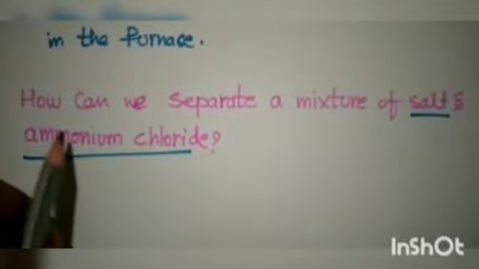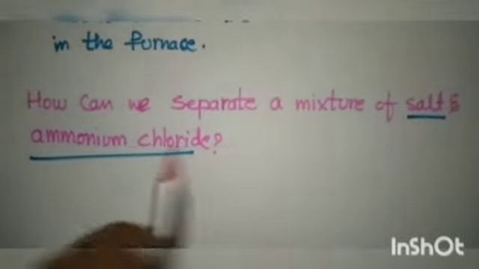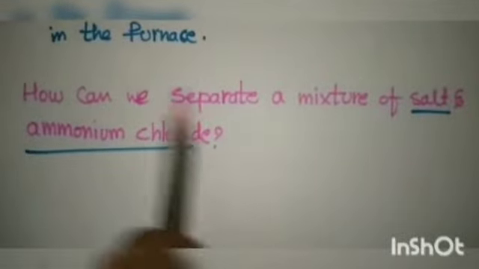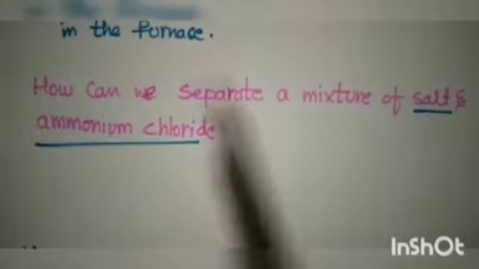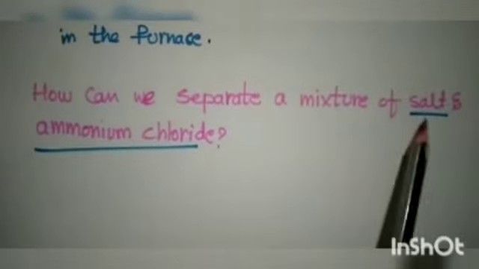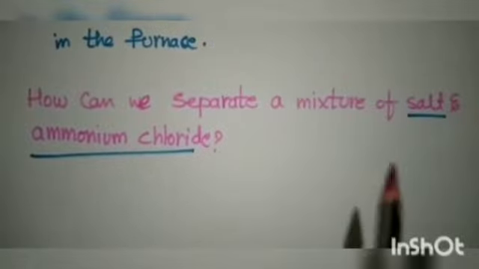Next is, how can we separate a mixture of salt and ammonium chloride? Okay, how can we separate a mixture? Now we have mixed salt and ammonium chloride. Salt means sodium chloride, and the ammonium chloride. So how can we separate this? We'll see one activity to separate a mixture of salt and camphor.